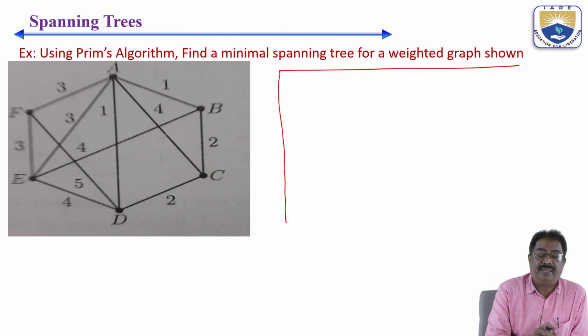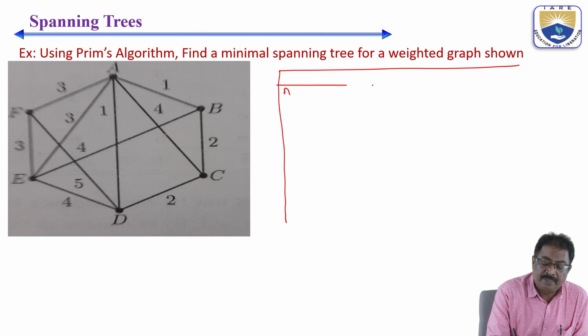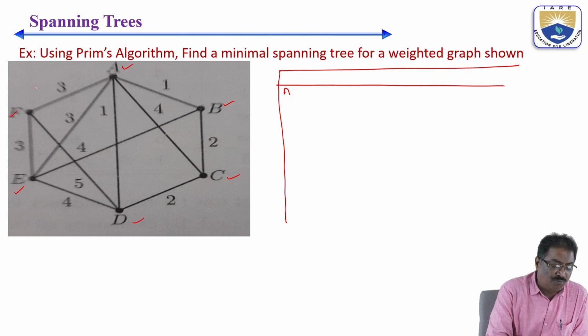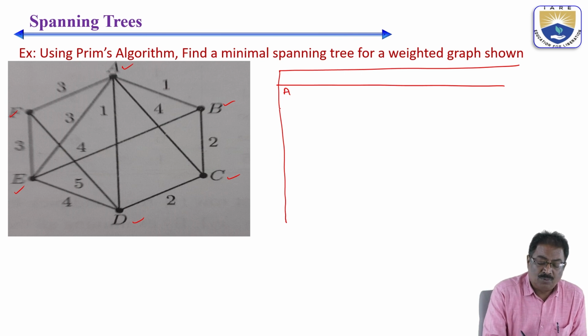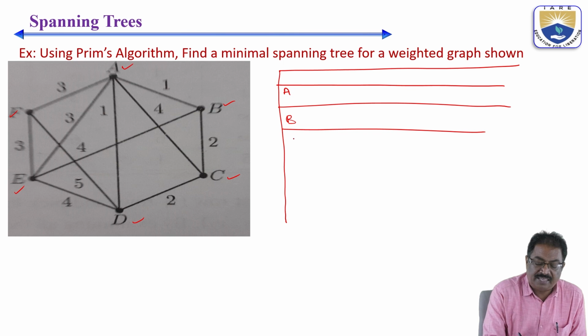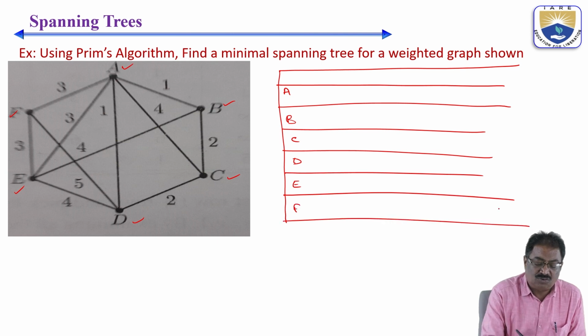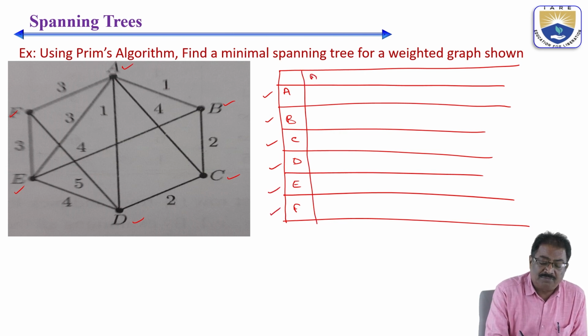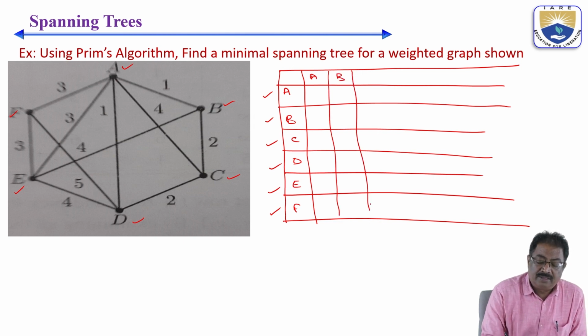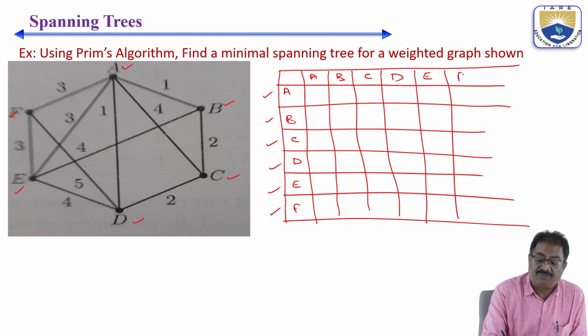How many vertices is the graph having? Here, from A, it is A, B, C, D, E, F: 1, 2, 3, 4, 5, 6. So a 6 by 6 table we have to create. A, B, C, D, E, F are the 6 rows. And now we have to create the columns also, 6: A, B, C, D, E, F. So we created 6 rows as well as 6 columns.